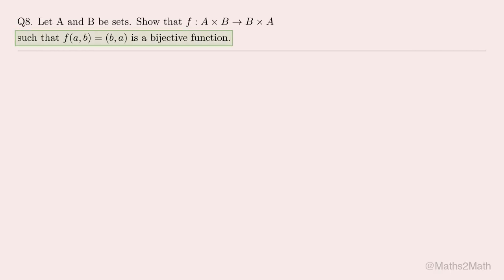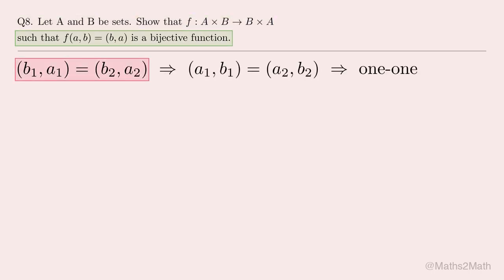Question 8. For any sets A and B, the swap map sends the pair (a, b) to the pair (b, a). We must show it is a bijection from A cross B to B cross A. One-to-one. Suppose two pairs have the same image, so (b1, a1) equals (b2, a2). Ordered pairs are equal only component-wise. b1 equals b2 and a1 equals a2, so the original pairs were the same pair.